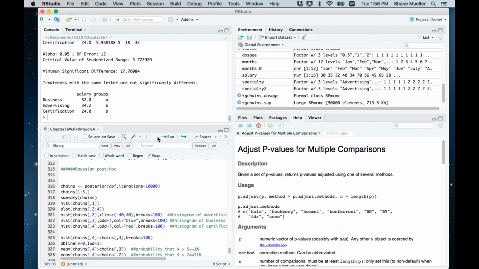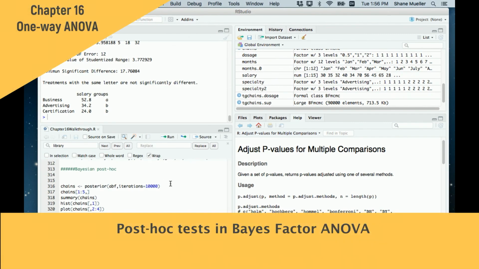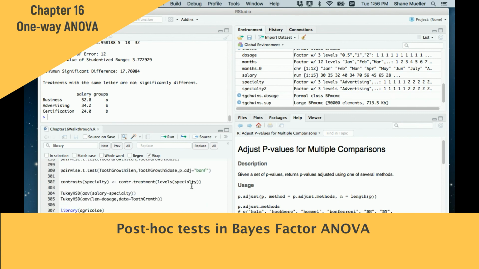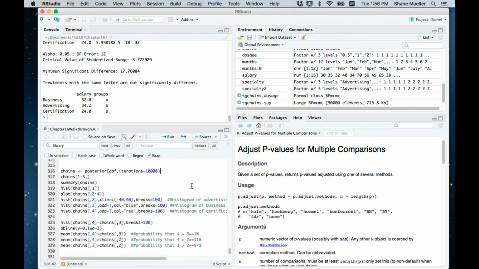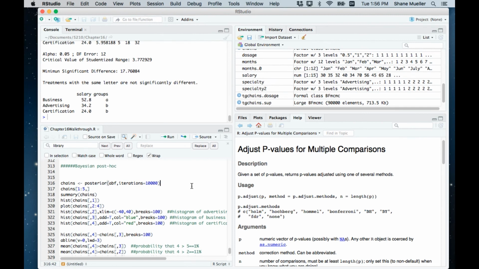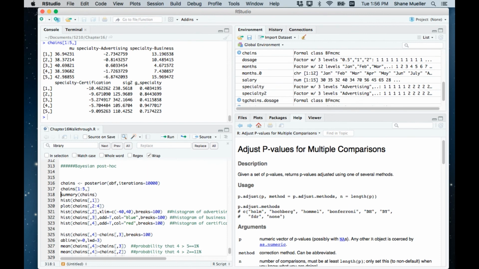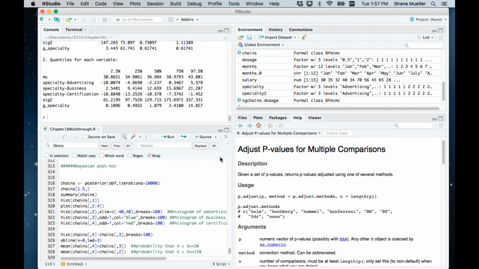Okay, so that's sort of standard post-hoc tests. The approach for a Bayesian post-hoc test is actually in some ways much more intuitive. We just sample from the posterior, and then we can compare those distributions, and if they don't have a large overlap, we can say so. We can look at the summary of these, and this gives us the quantiles.